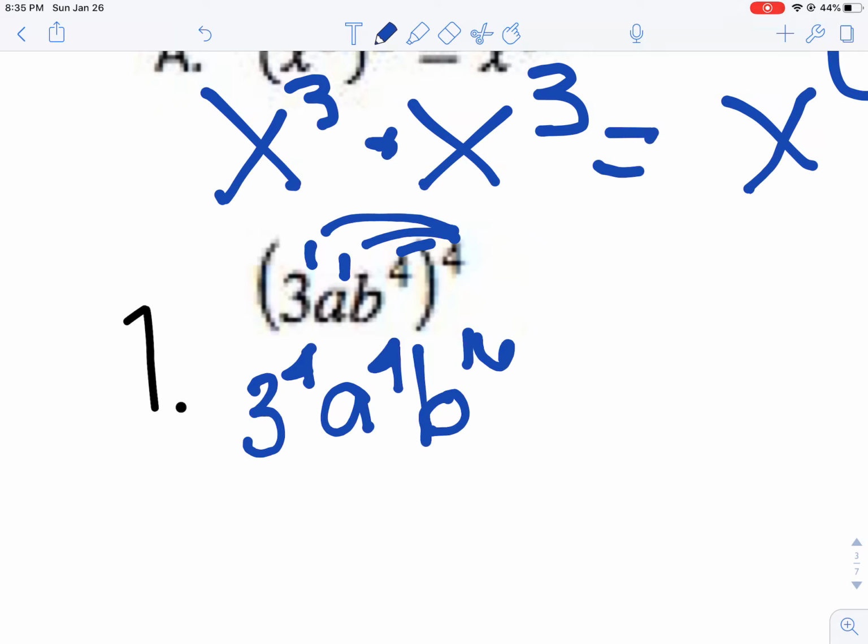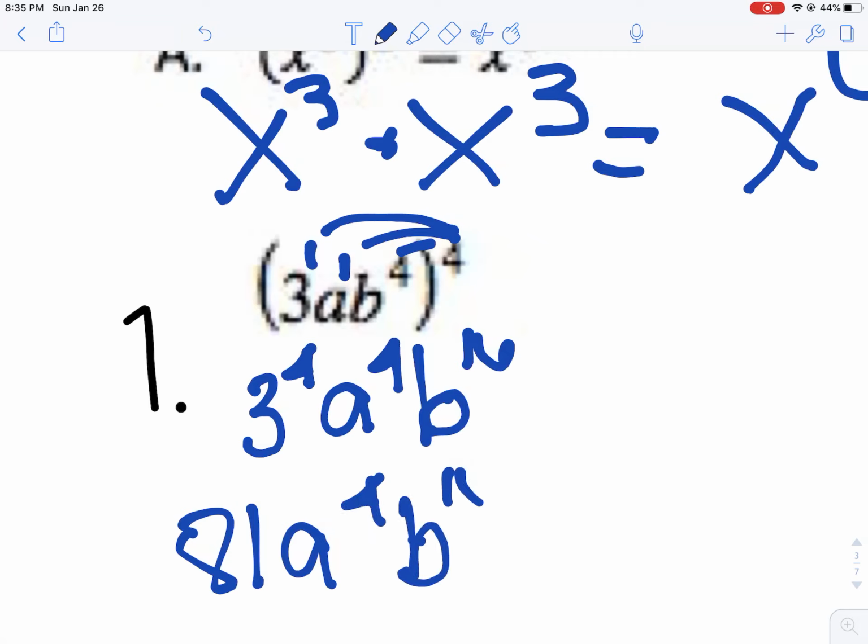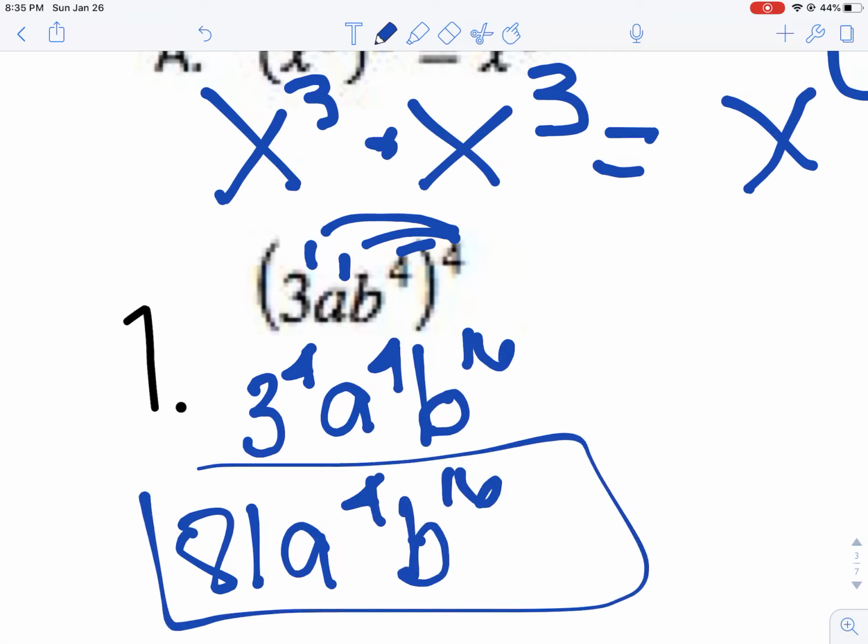Now I can do some more simplifying because 3 to the fourth is like 3 times 3 times 3 times 3. Also, if you're trying to put it in your calculator, the button right above the division symbol, that is like the arrow going up, that gives you your exponent. So 3 to the fourth gives me 81. The a to the fourth and the b to the 16th don't need to combine or anything like that. So we're done.